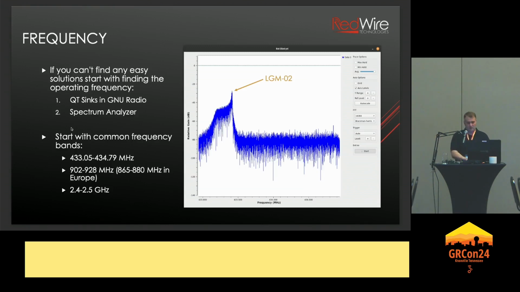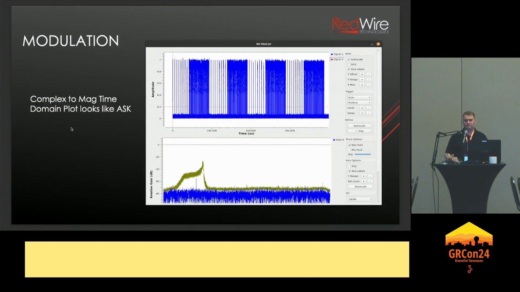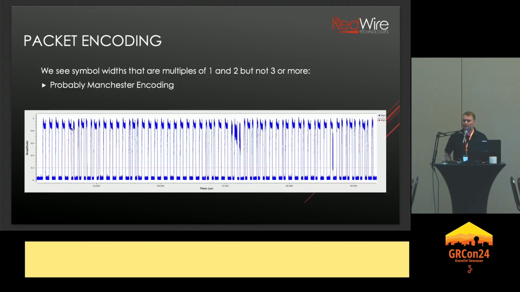It was in the 433 band, and the next step was to see if I could figure out the modulation. I should have mentioned on the other slide that at the bottom you can see it's just got one really strong peak, which usually implies some sort of ASK. Sure enough, if you use a complex to magnitude block and look at it in a time domain plot, you can see we get nice spikes going up and down. That heavily implies ASK again. Zoomed in a little further, you can see really nice looking on and off, really nice ones and zeros.